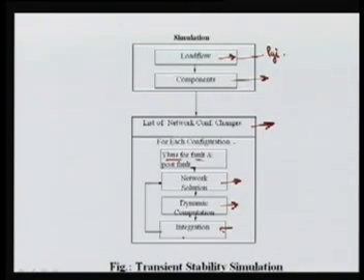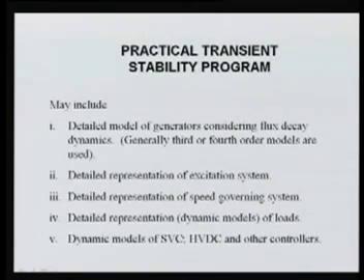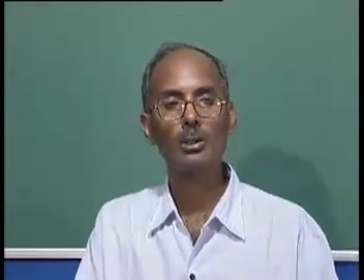So the practical transient stability program should have a detailed model of generating stations or generators, including the flux decay dynamics. Generally third or fourth order models are used. Even though higher orders of machine dynamics can also be modeled, normally we can go up to second or third order dynamics of the system.